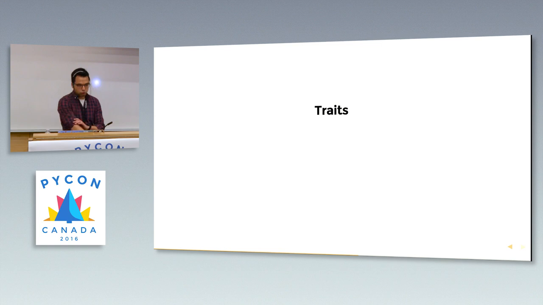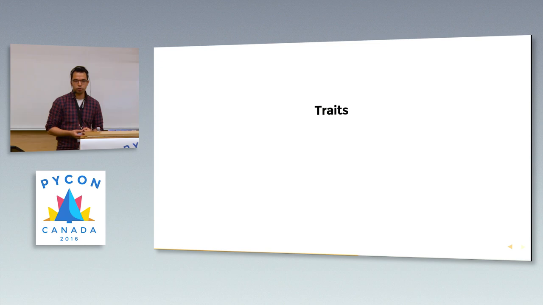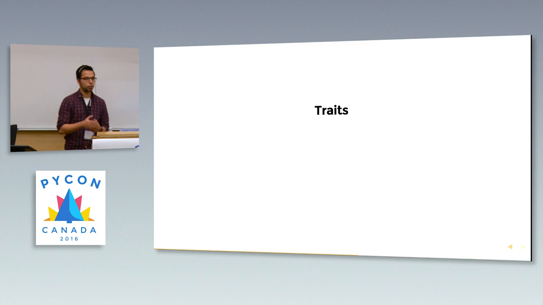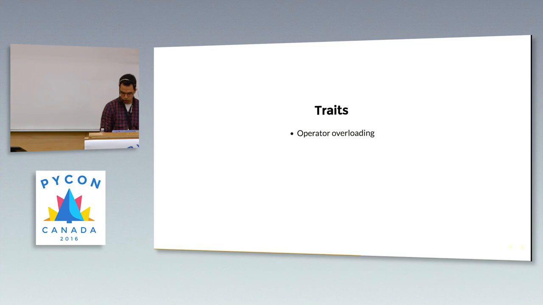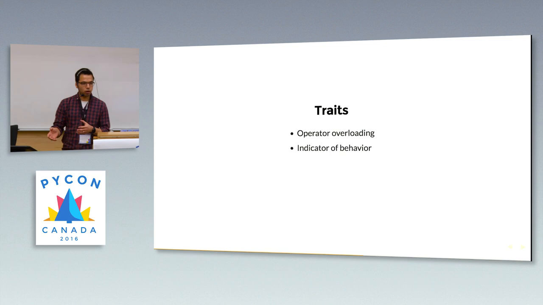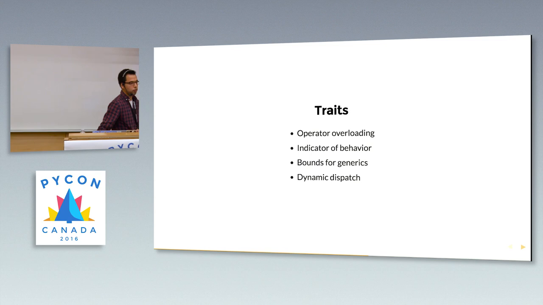So for those of you coming from object-oriented languages, you might be more familiar with classes as the way to achieve the three principles of OOP, which are inheritance, encapsulation, and polymorphism. But Rust doesn't really have classes. What it has instead is something called traits. Traits are a bit like interfaces in other languages, or like type classes in Haskell. They're used for a number of things. So they're used for operator overloading, to customize how addition or subtraction works, or other operators. They're also used as indicators of behavior. So if a type can be copied or sent between threads safely, that's done by implementing a trait. They're also used as bounds on generic methods. And you can also use them for opt-in dynamic dispatch at runtime.